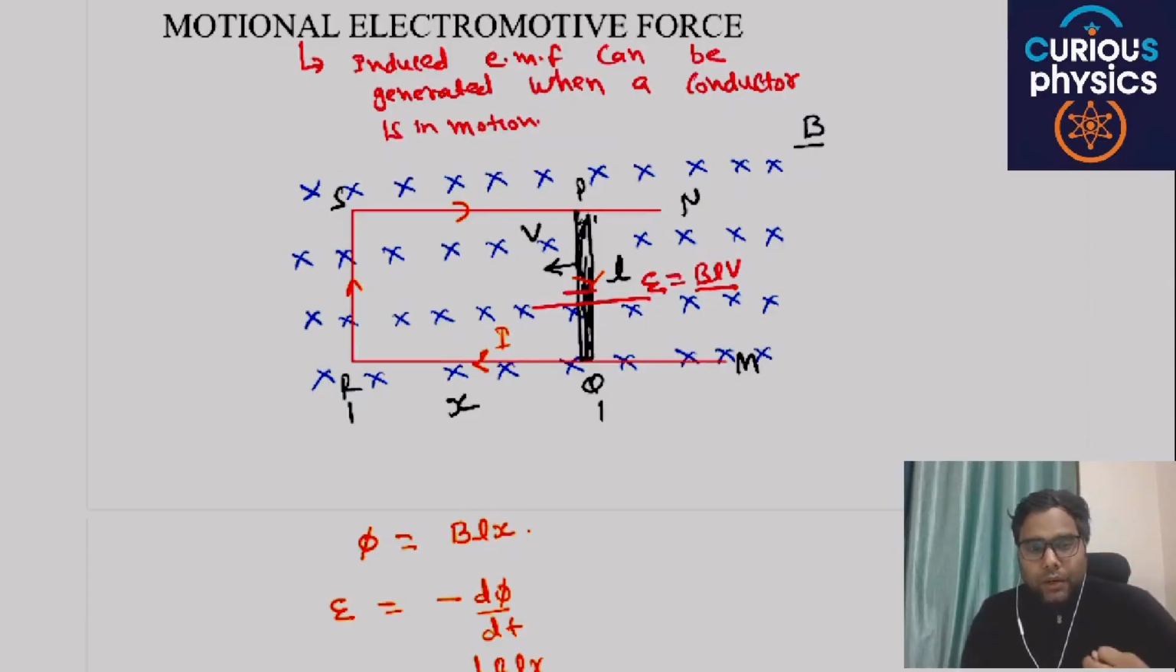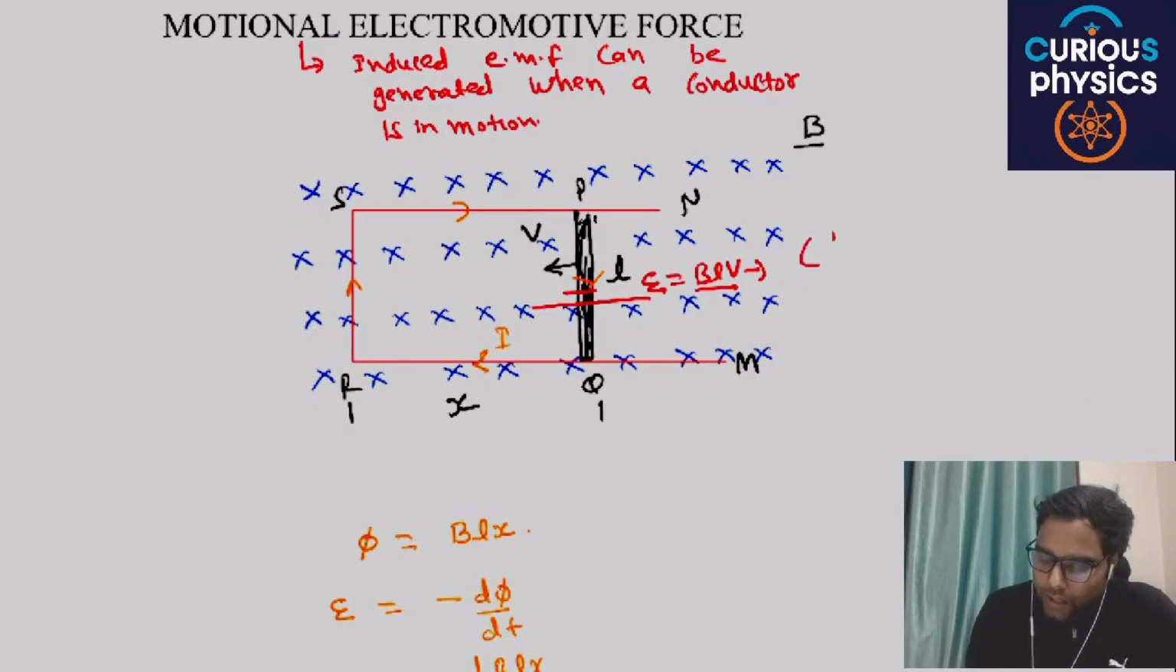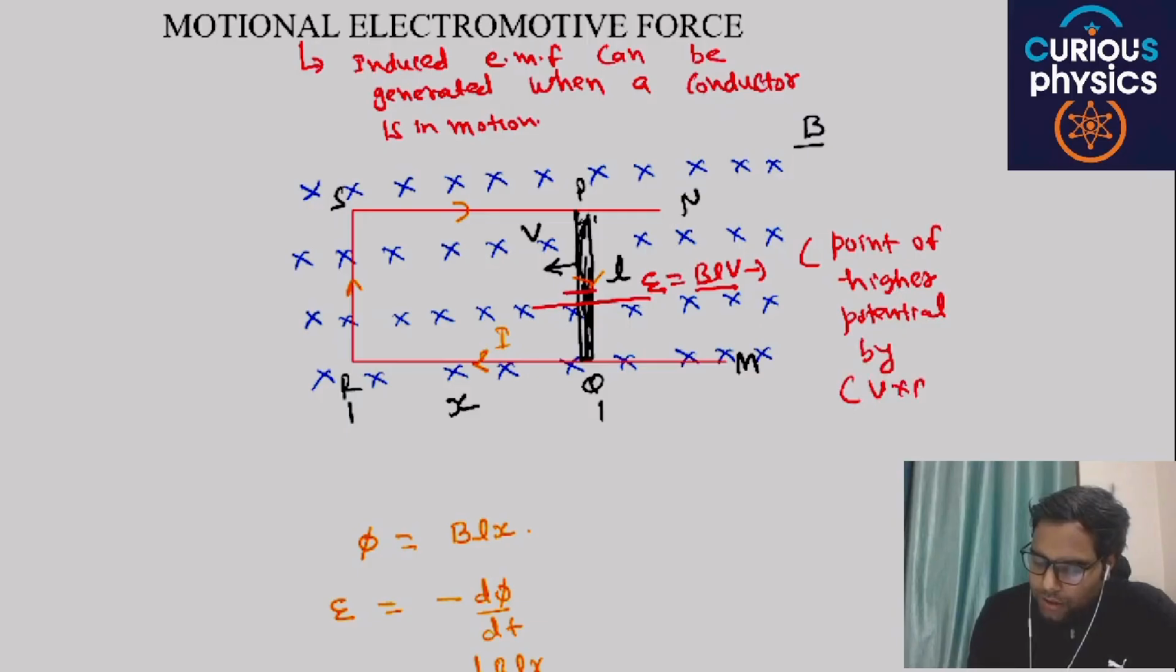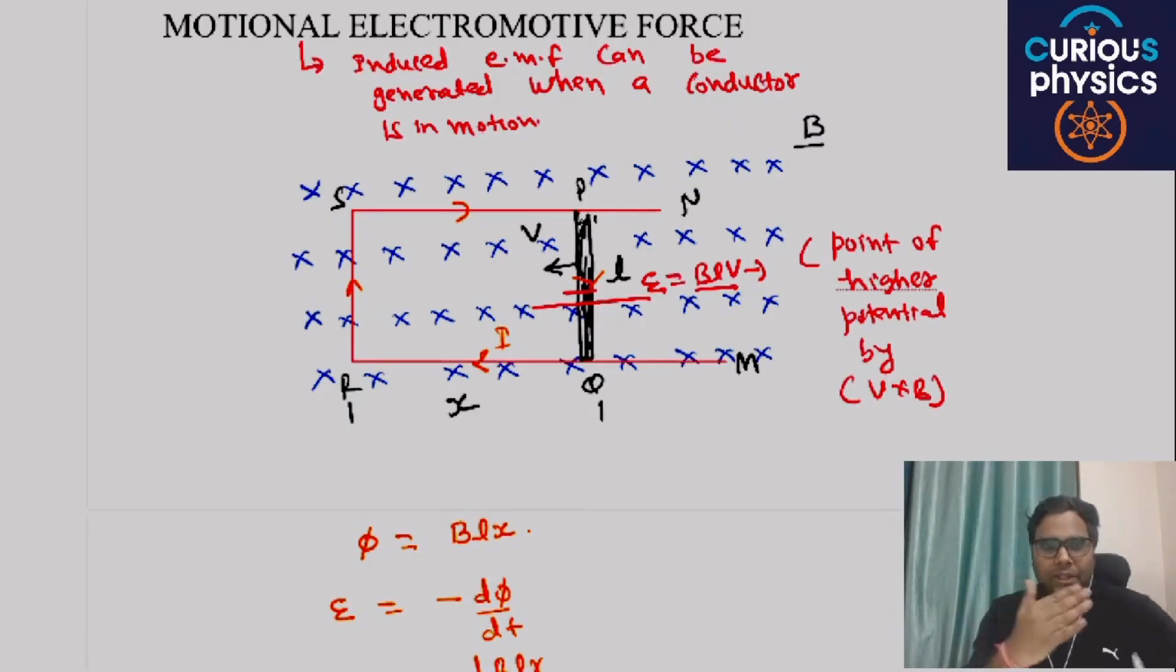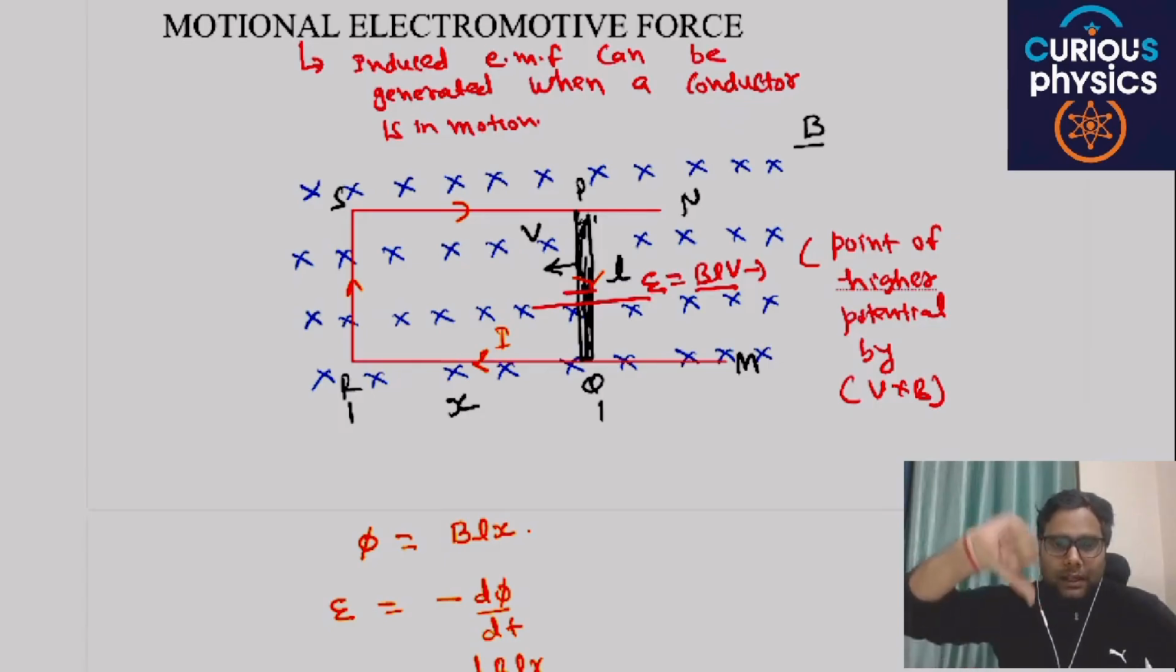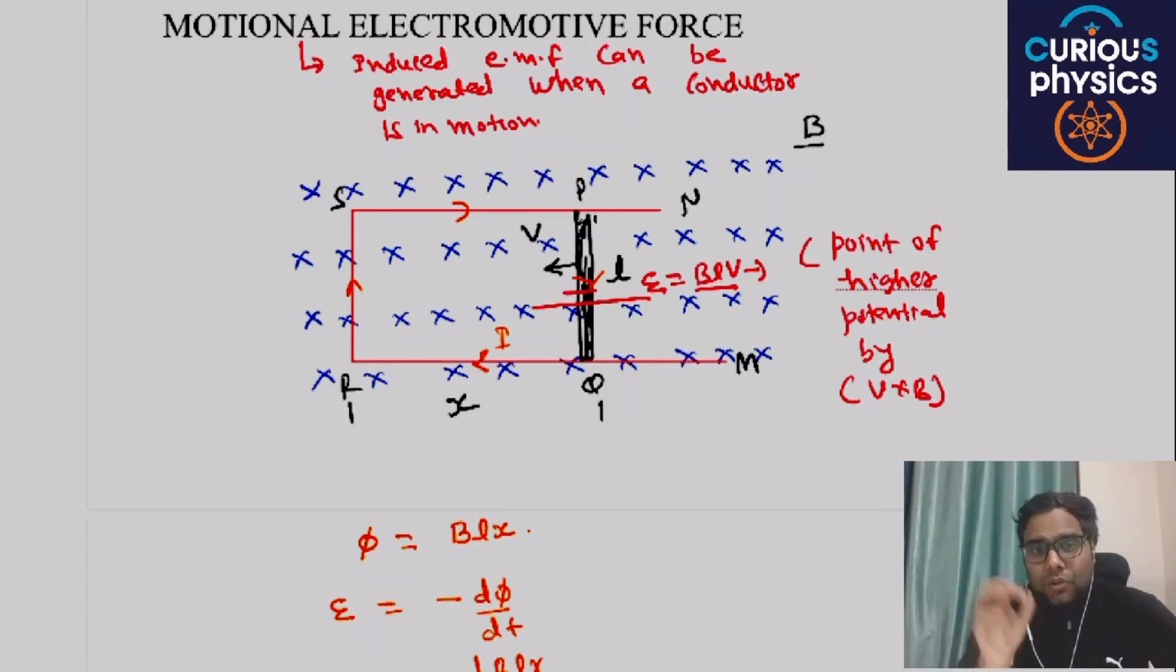And which point will be at higher potential and which at lower potential, you can easily find by first finding the direction with the help of Lenz's law. Here again you can find the point of higher potential by the direction of V cross B. Here V is in the left direction and B is inside, so according to the screw rule for V cross B, the direction of the thumb will give the direction of higher potential.